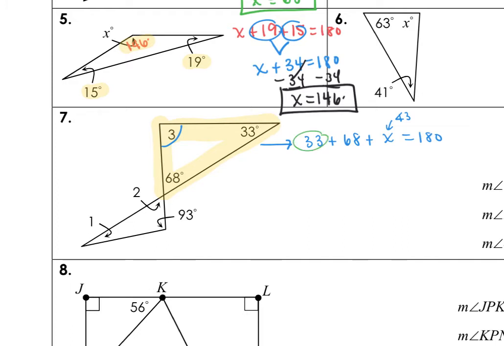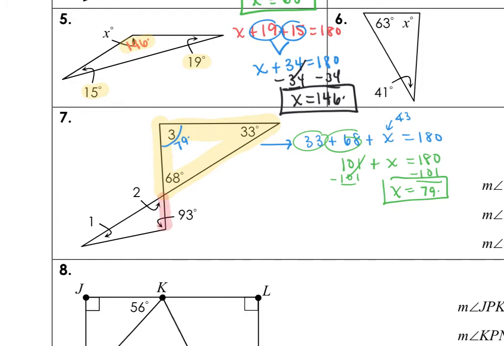So we will combine like terms and get 101 plus x equals 180. Go ahead and solve for x. And the answer is 79 degrees. So write that right in on your picture, and that will kind of help you and lead you to the next step. Now I'm going to look at the bottom triangle.